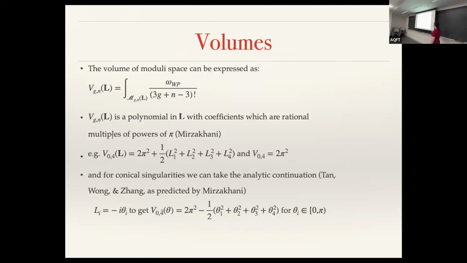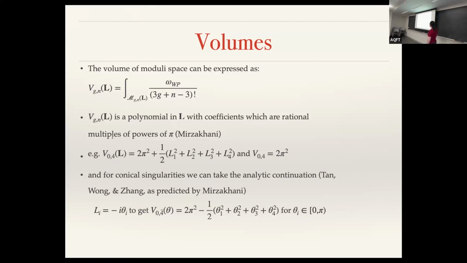So eventually we're going to try to numerically approximate the metric and compare to something analytic. One useful thing we can compare to are known values for volumes of moduli spaces. In general, the volume of the moduli space of M, G, N can be represented in the following way as an integral of the symplectic structure over the moduli space.